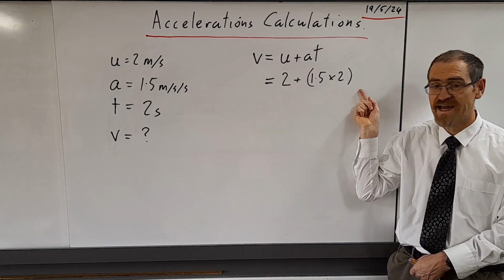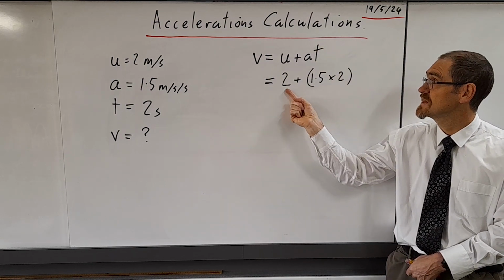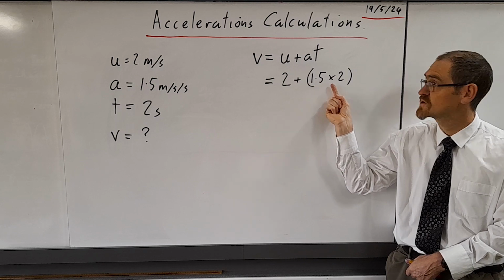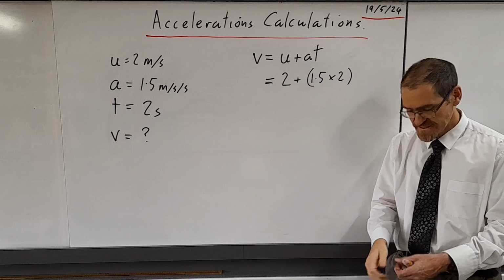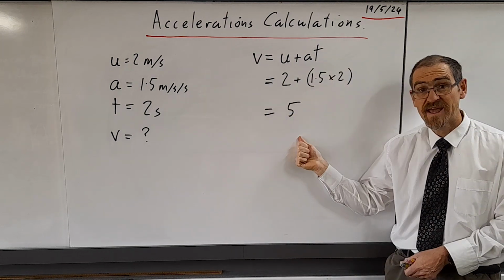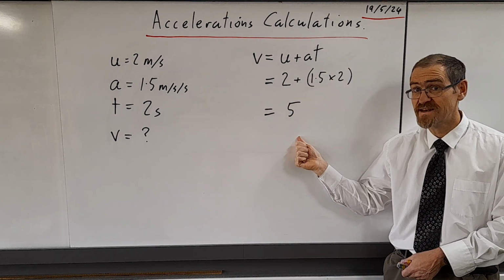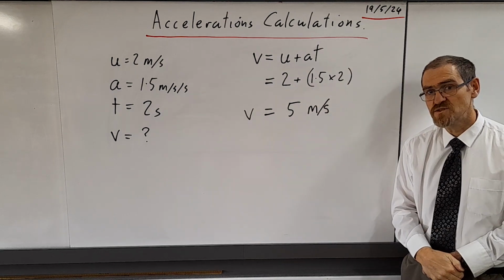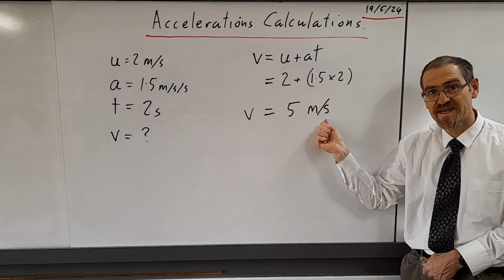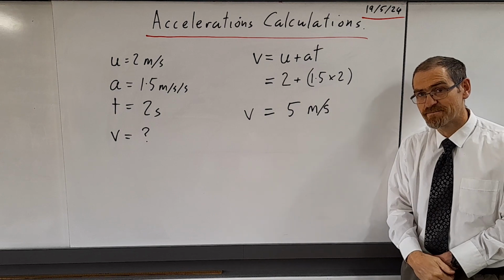We show our working out. So our initial velocity was 2. We got 1.5 multiplied by 2 for the acceleration multiplied by the time. And now we give our answer. The answer is 5, but we must not forget the units. The final velocity of Julian is 5 meters per second. That's example number 1.